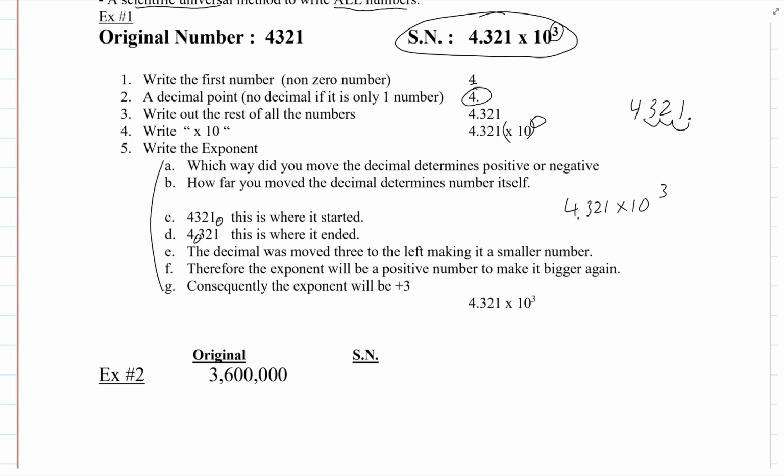But now, most important at this point, is it a positive 3 or a negative 3? It was moved to the left, making it a smaller number. So this 4.321 is much smaller. We have to make it bigger to get it back to the original, so we have to multiply it by 1,000. That's why 10 to the positive 3 is 1,000. If you can't remember that way, you could use this rule: if you move the decimal to the left, it'll be positive, and moving it to the right will be negative. So if you move the decimal that way, it's positive, and if you move the decimal that way, it's negative. Okay, so that's how you got the positive.